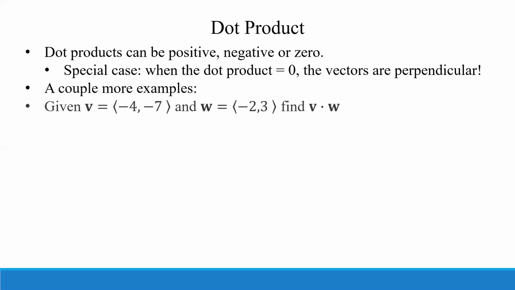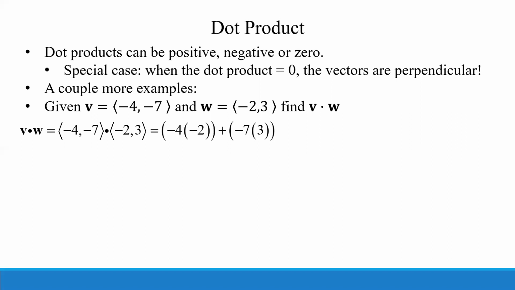And again, I encourage you to pause the video here just to see if you can find the dot product on your own. So here's v and w, just made those up. So let's find v dot w. So again, we're going to multiply the x's, multiply the y's. So we've got negative 2 times negative 4. And then we've got negative 7 times 3. So we've got positive 8 and negative 21. Add those together to get negative 13. And again, it's okay. It's just a number. It's okay to be negative.